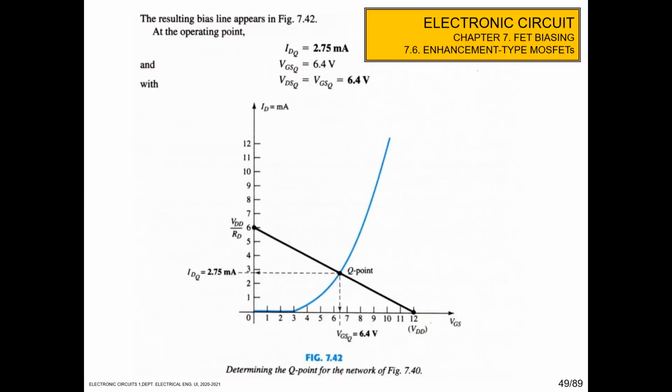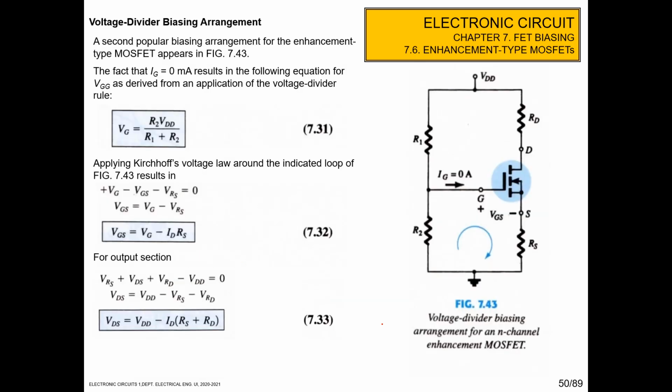And then we got this one, 6 milliampere when VGS is 0, and VGS is equal to VDD when the ID is equal to 0. So the intersection between them, we can draw the black line, and the intersection is the key point. Here ID key is 2.75 milliampere and VGS key is 6.4 volt. Okay, so this is the enhancement type.